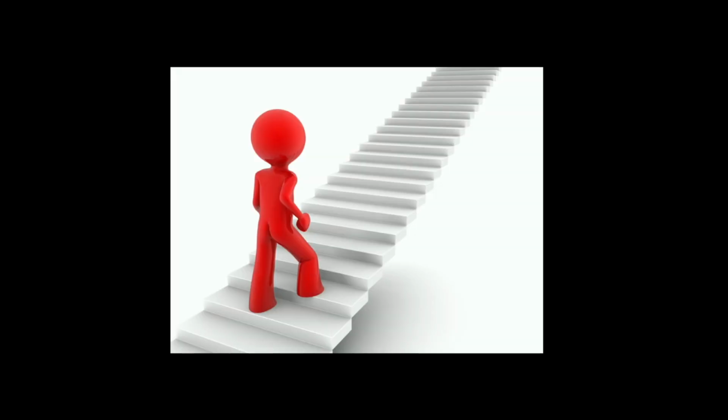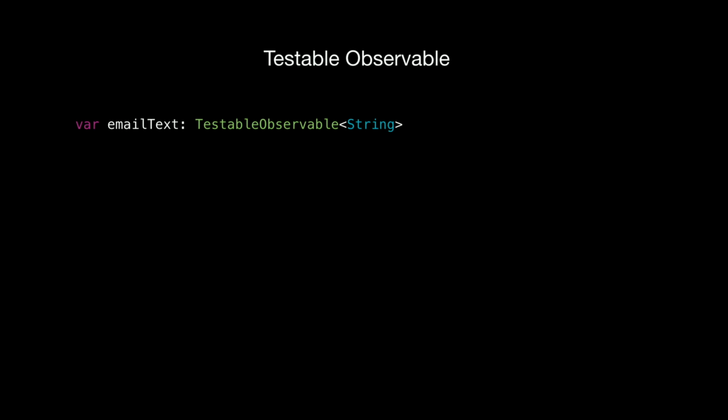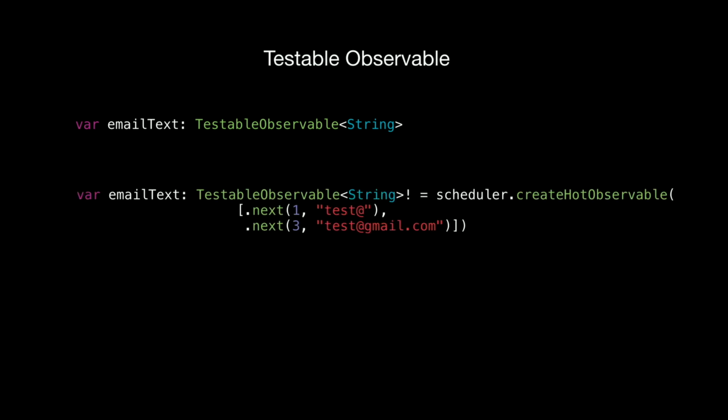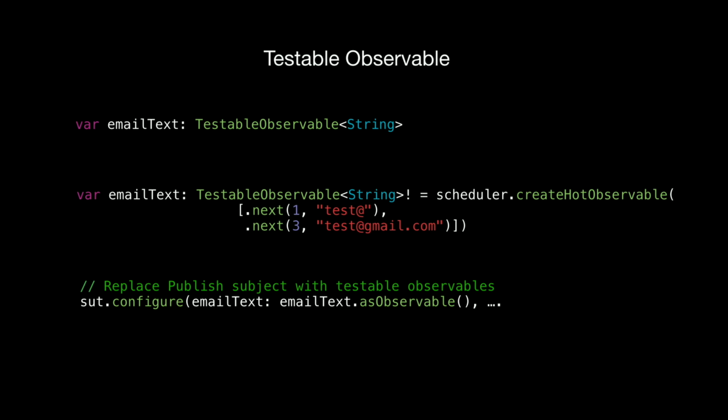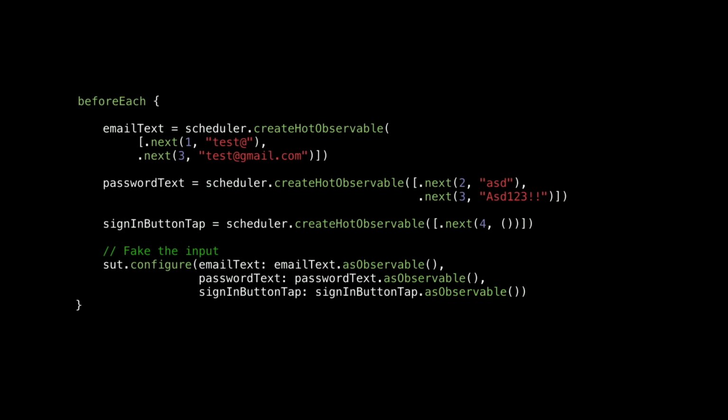But here we can take it a step further. We can also use testable observable in order to replace the publish subject and the replay subject that we used before. This is how we use the scheduler to create a testable observable. Here you can see that we can also specify the time that we want those events to be emitted. And again, we pass this observable in the configure method of our model. So we do the same for all the input observables.